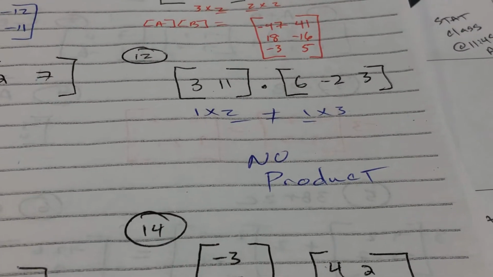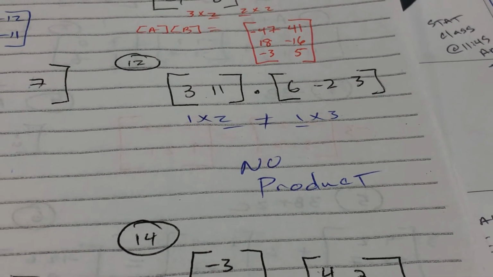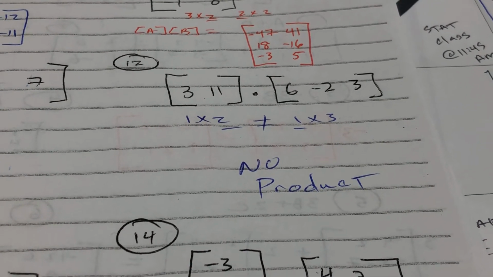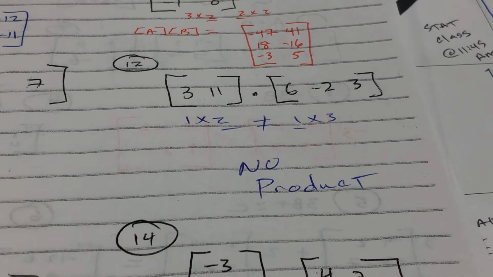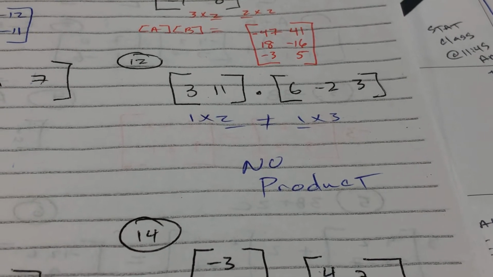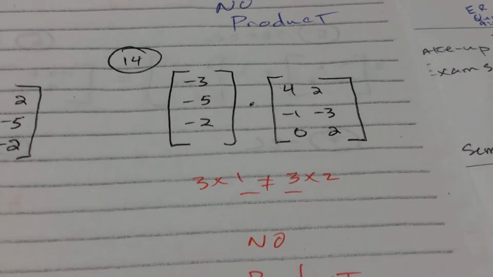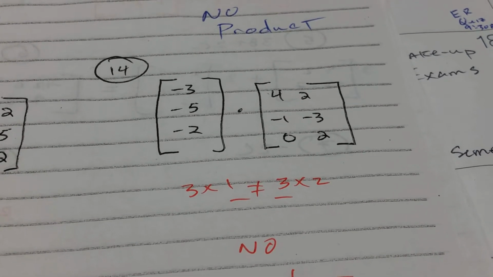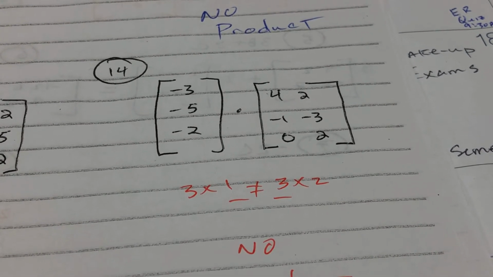I'll show you how to do 13. 12 is no product, so if you type that in and try A times B, it'll say error mismatch dimension. 1 by 2 cannot multiply with the 1 by 3. That 2 and that 1 do not equal on the inside there. Same thing with 14. A 3 by 1 cannot multiply with 3 by 2. That 1 and that 3 that is underlined do not equal each other.